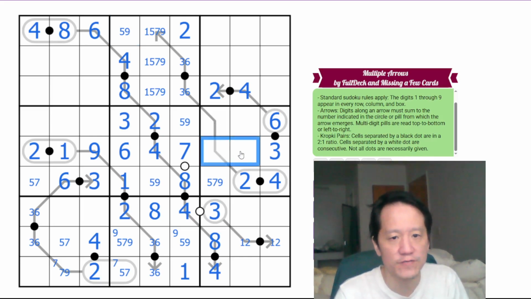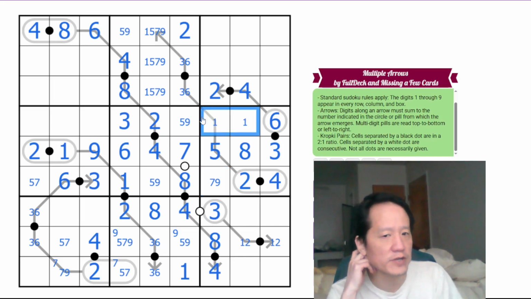These digits are 5 and 8, and this can't be 8 because of that 8. So this must be a 5, which makes that an 8. Therefore, this can't be 5. The remaining digits here are 1, 7, and 9.